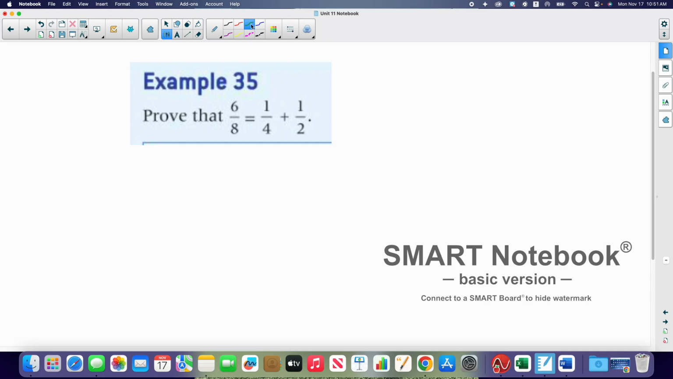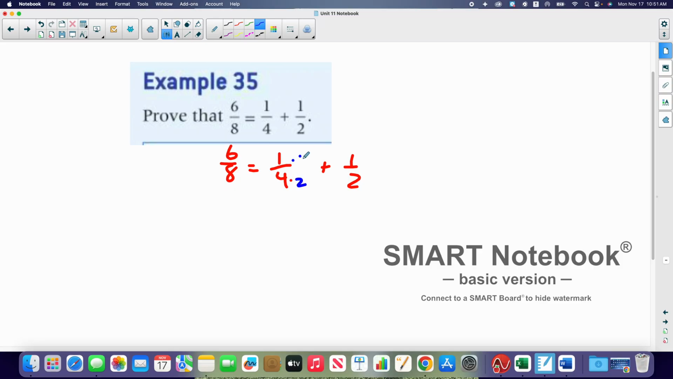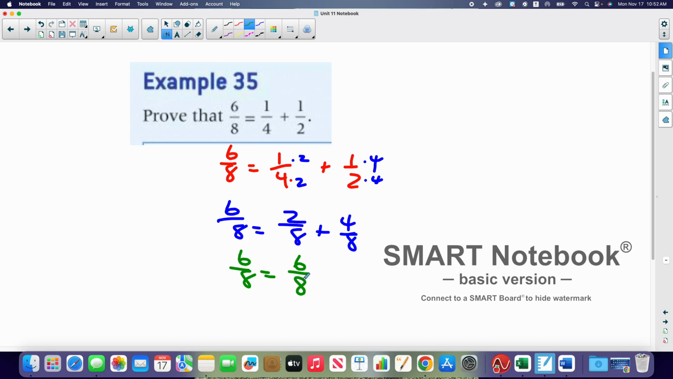What would you have to do to add these two fractions? I had to have a common denominator. So the first thing that I would do is I would say I need to multiply this one by 2. I need to multiply this one by 4. So 6/8 would equal 2/8 plus 4/8. The next step is I would go on and add those together. So 2/8 plus 4/8 is 6/8. So I now have those two sides equal to each other.